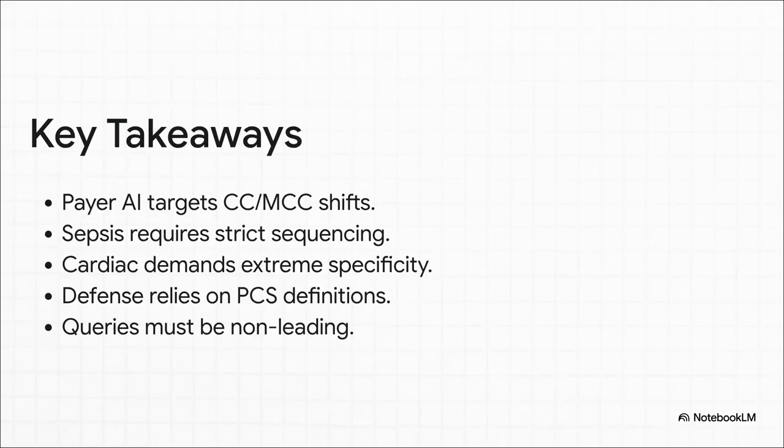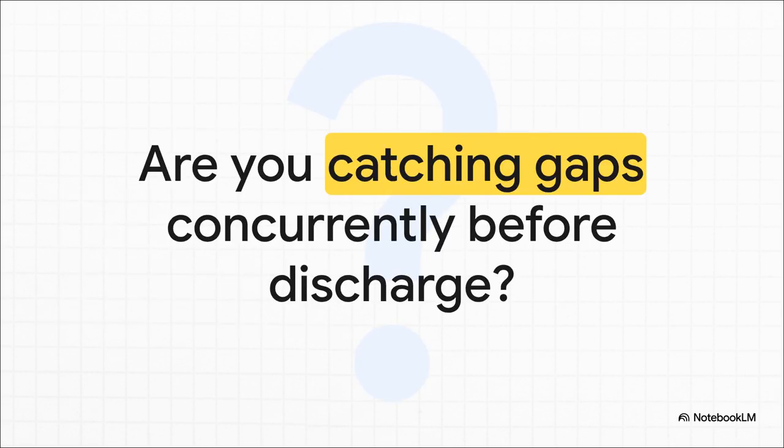We really covered a ton of highly technical ground today regarding revenue integrity, coding compliance, and exactly where payer AI is hunting for vulnerabilities. To sum it all up, mastering these high-risk protocols across sepsis, cardiac, and surgical service lines is the absolute foundation of a bulletproof appeal dossier. You've got to capture specificity, you must sequence flawlessly according to the guidelines, and you have to proactively query physicians using non-leading, evidence-based methods. I want you to really think about this question and apply it to your own facility. Are your concurrent query workflows robust enough to catch an implicit sepsis diagnosis before the patient is even discharged? Are you actually catching those gaps concurrently?